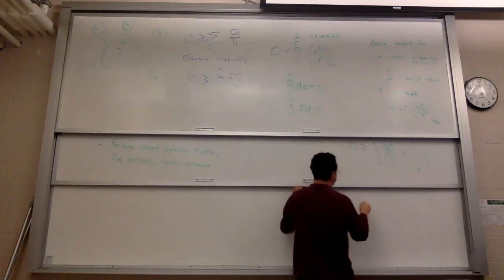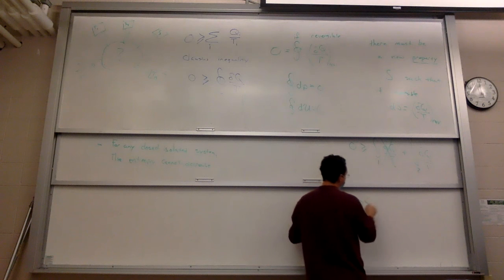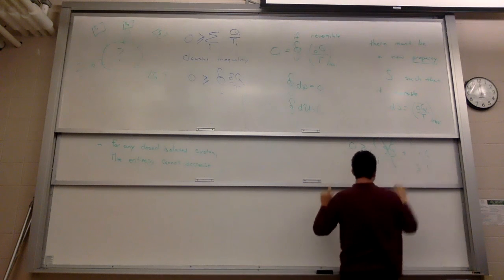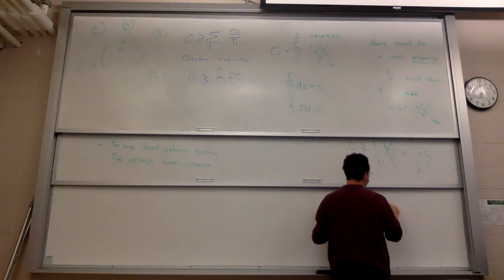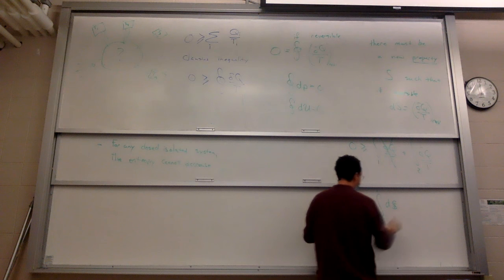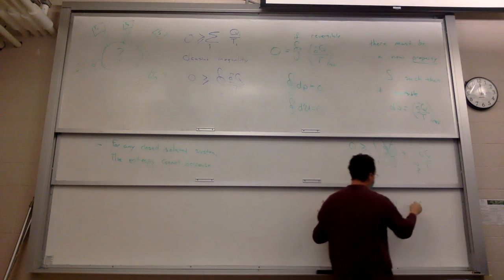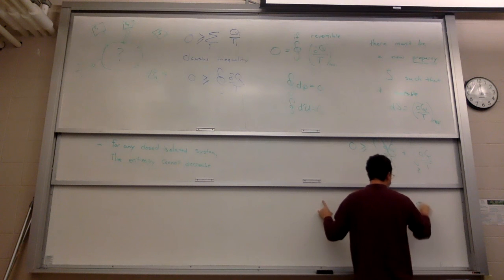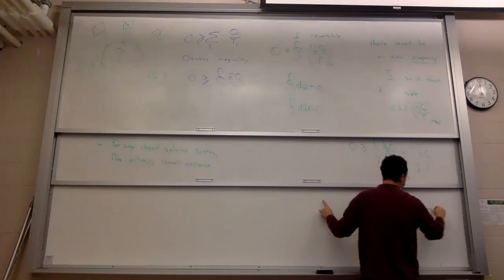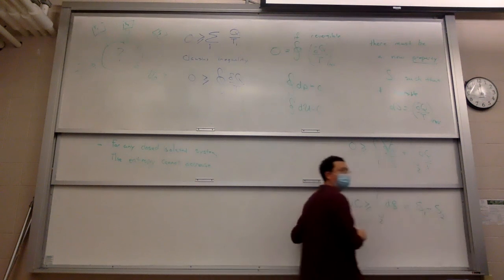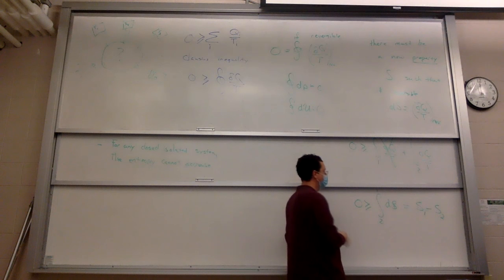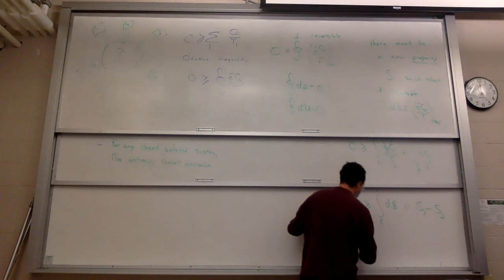So what that tells me is the following. 0 is greater than or equal to the integral of dS from 2 back to 1. That's just going to be the change in entropy. I go from 2 to 1, so that's going to be S1 minus S2. Therefore, the entropy at state 2 must be greater than or equal to the entropy at state 1.